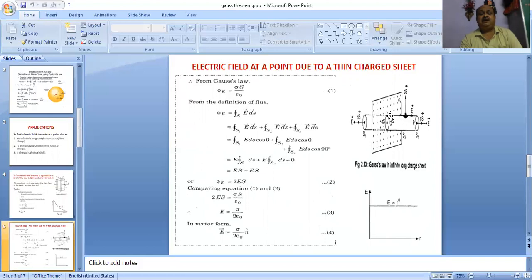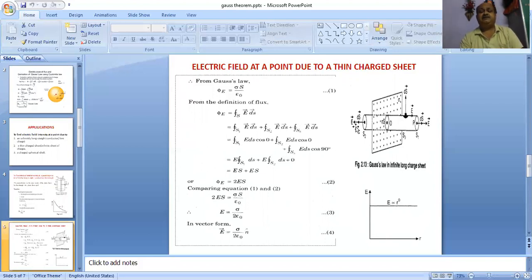I have taken a cylindrical Gaussian surface of length R plus R, 2R, piercing through the sheet. Now it has two plane faces and one curved surface. On the curved surface, this is the direction of area vector. This is the direction of electric field away from the sheet. So the angle between E and dS for the curved surface is 90 degrees. So in this case, there is no electric flux through the curved surface.